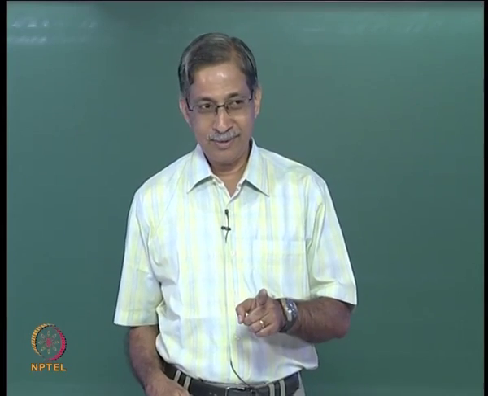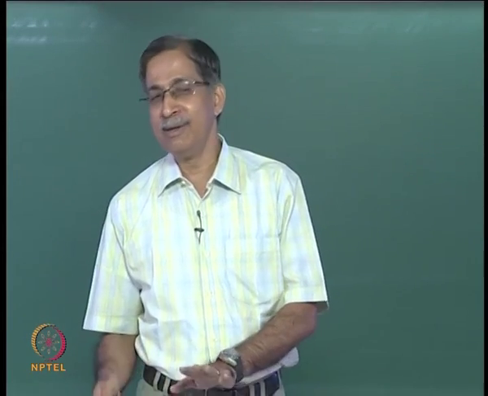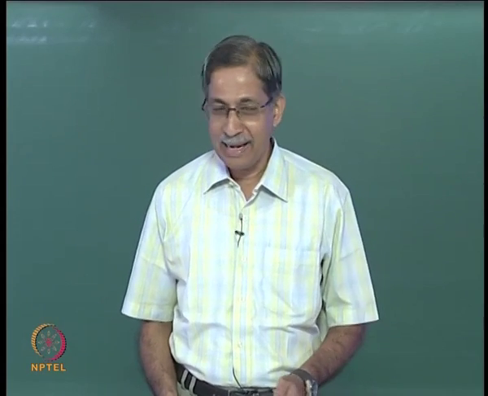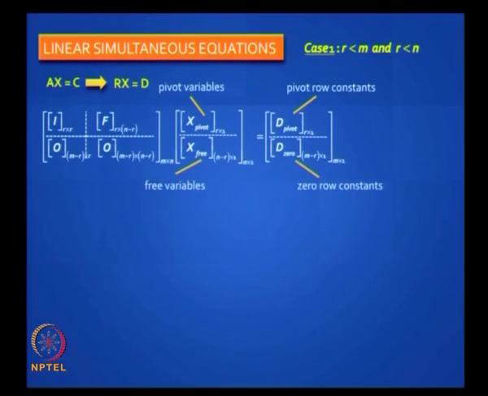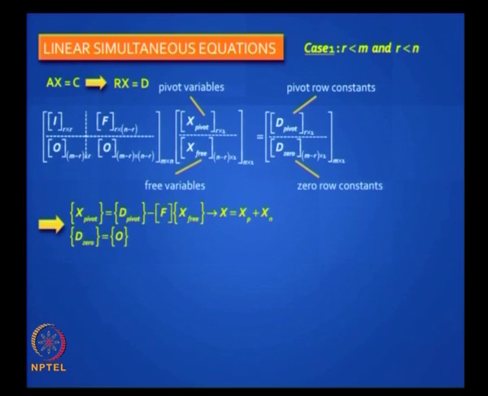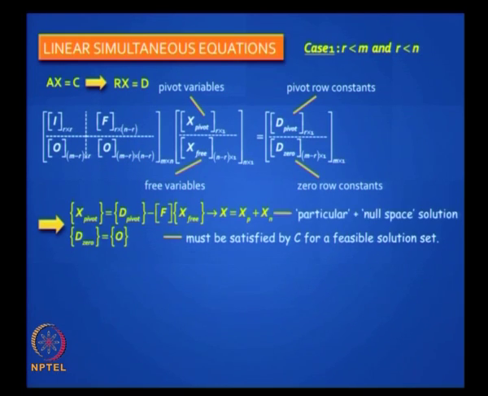This is very interesting, but we do not need too much of it, so I want you to read on your own. I will just rush through it. Finally you have to solve equations like this. Do you agree to this? If you take out those 2 rows, they should look like this, right. That is, D0 should be 0, and this must be satisfied by C for a feasible solution set. If it is not satisfied, you cannot solve this equation, and still you might get infinite solutions, that is a different matter, but you cannot touch this if you have a violation of consistency.